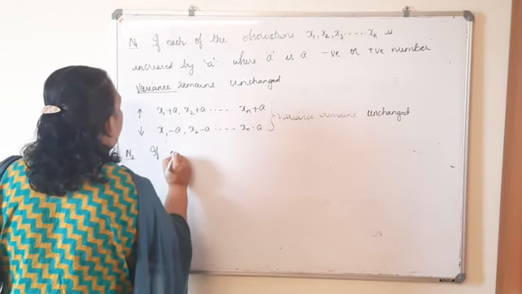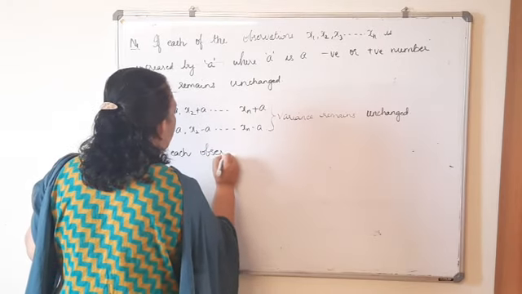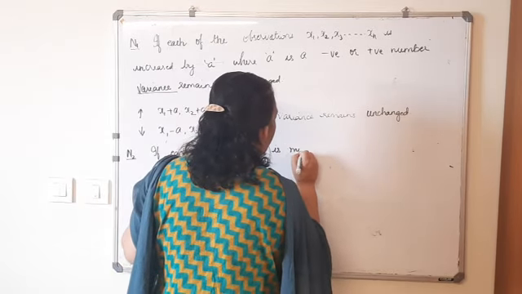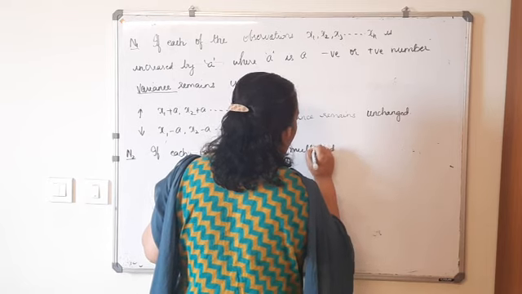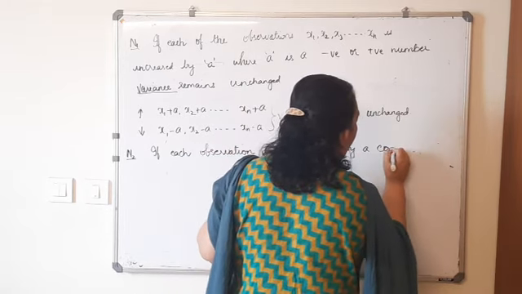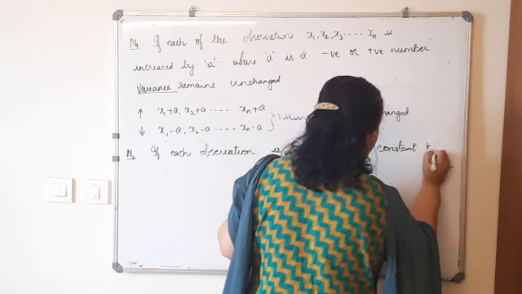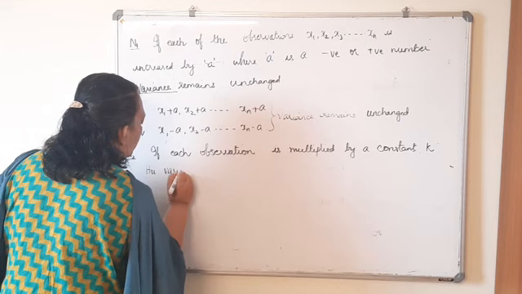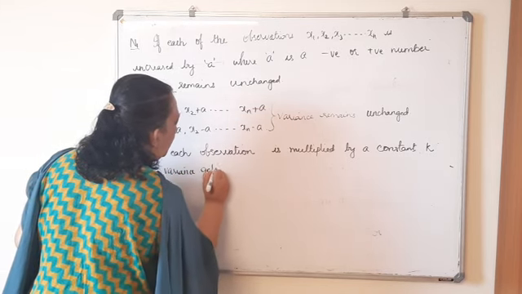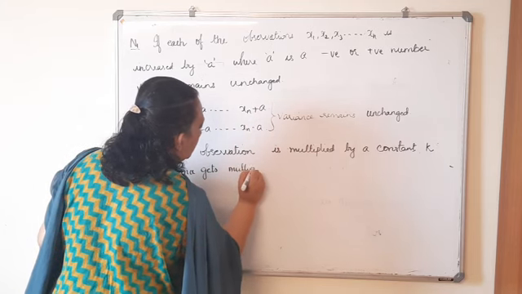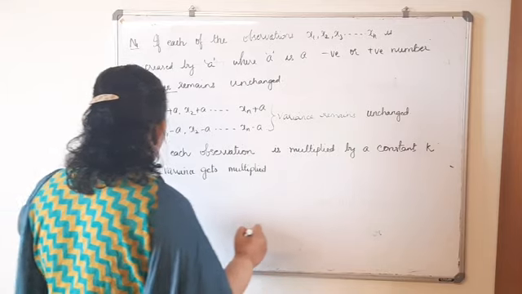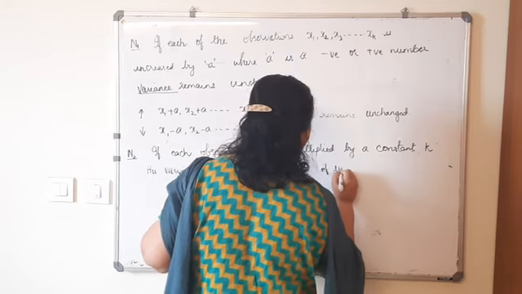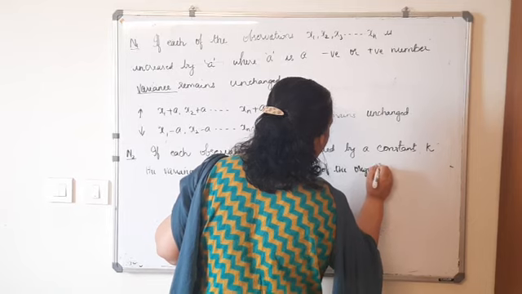Next one. If each observation is multiplied by a constant k, the variance gets multiplied by k squared of the original variance.